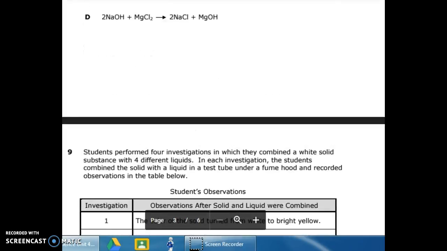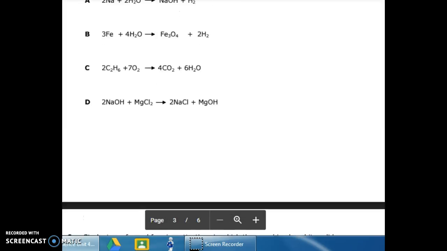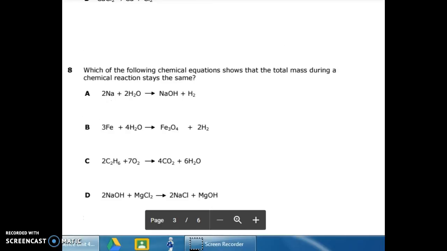Question 8. Which of the following chemical equations shows that the total mass during a chemical reaction stays the same? Again, this is going to take you some time. It wants to know which equation is balanced. You're going to have to list your elements, count your atoms. Whichever one has the same number of atoms of each element on both sides is going to be your balanced equation.